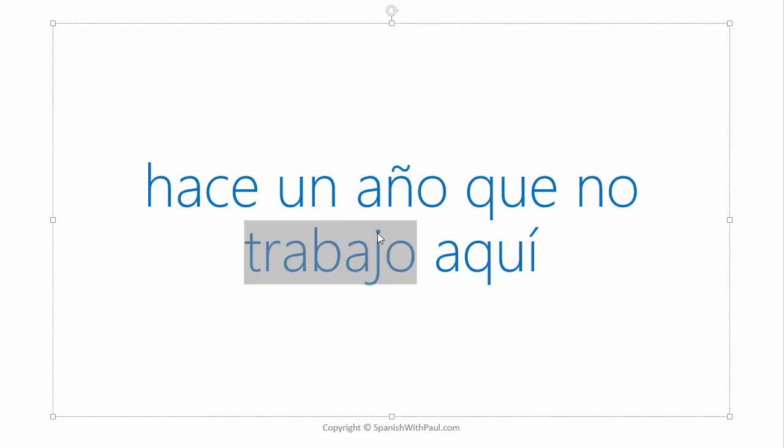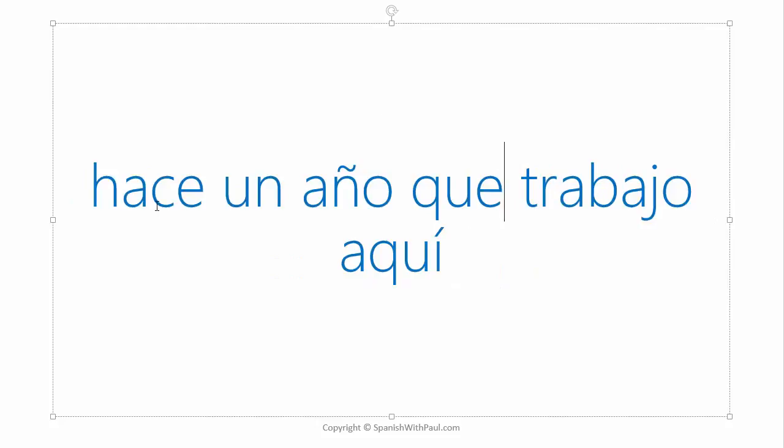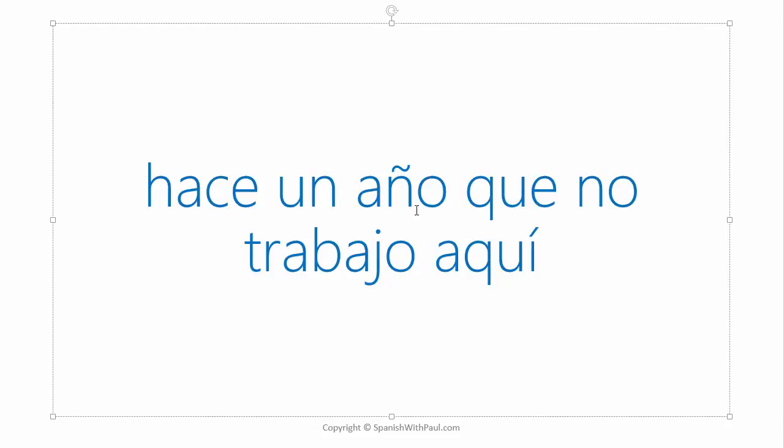Let's try to compare them. So for example, let's get rid of this no and see what happens. So now we have hace un año que trabajo aquí. It makes 1 year that I work here, meaning I've been working here for a year. But now introducing a no, we get hace un año que no trabajo aquí. Now we are expressing it's been a year since I worked here, or I haven't worked here for a year. It might take your brain a little while to process that. You might not get the hang of this the first time through, but I assure you that after a little while, it'll start to sink in, it'll start to click.